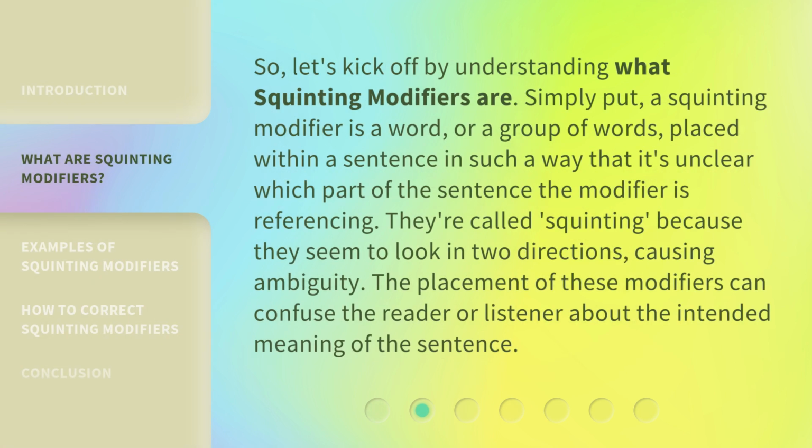So, let's kick off by understanding what squinting modifiers are. Simply put, a squinting modifier is a word, or a group of words, placed within a sentence in such a way that it's unclear which part of the sentence the modifier is referencing. They're called squinting because they seem to look in two directions, causing ambiguity. The placement of these modifiers can confuse the reader or listener about the intended meaning of the sentence.